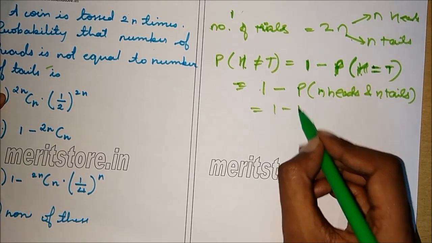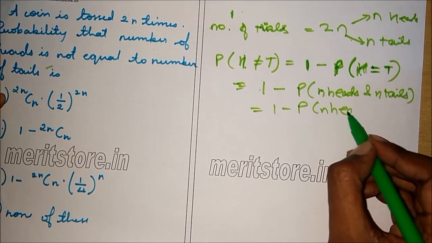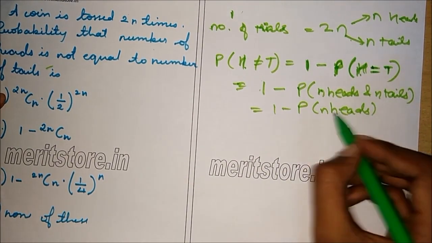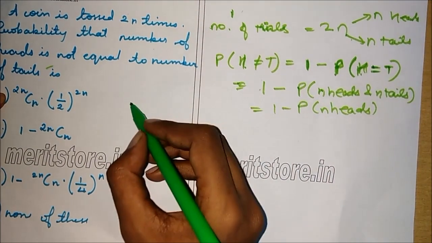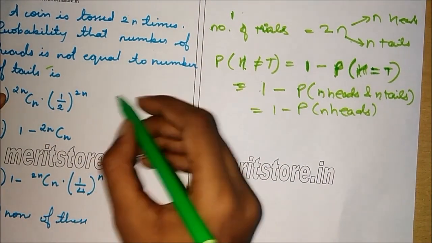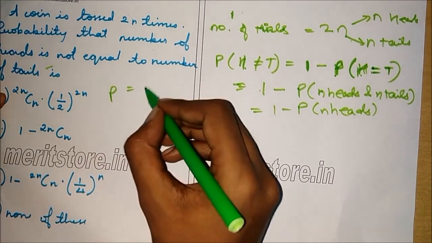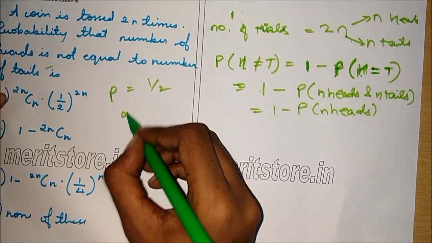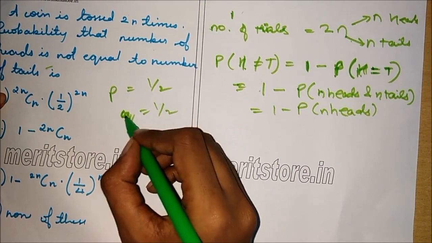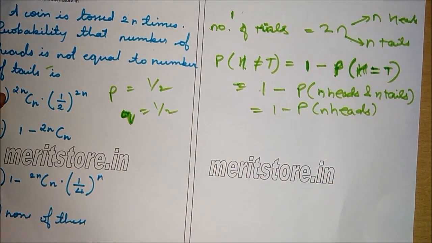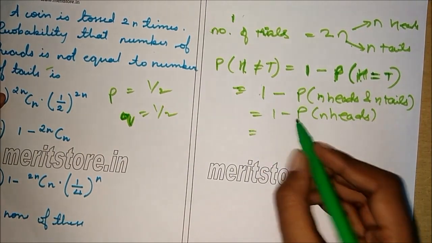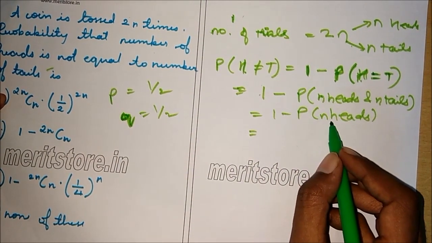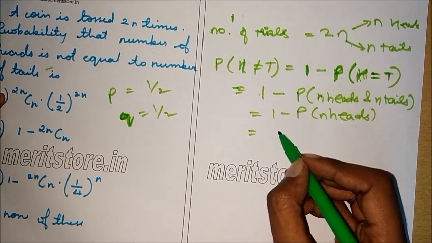We can write this simply as the probability of n heads. Tails is not necessary since we are considering only the success. So the probability of getting a head is P, which is equal to half. Similarly, Q is half, that is the probability of failure. Here we consider success to be getting a head. So this will be 1 minus P of getting n heads. So we apply the formula.